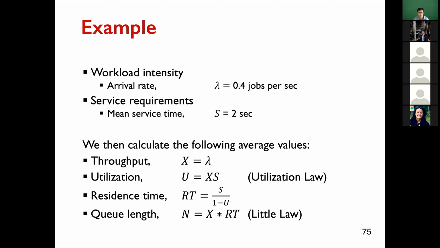Queue length equals throughput times residence time. So basically, the queue length is your arrival rate times how long one request resides in this queue. Then this is the number of requests in this queue. This is called Little's law. We will show an example.